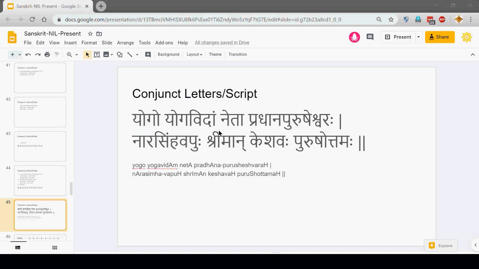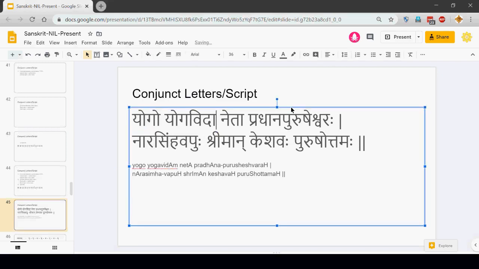Actually, let me write it in a readable way. Better.